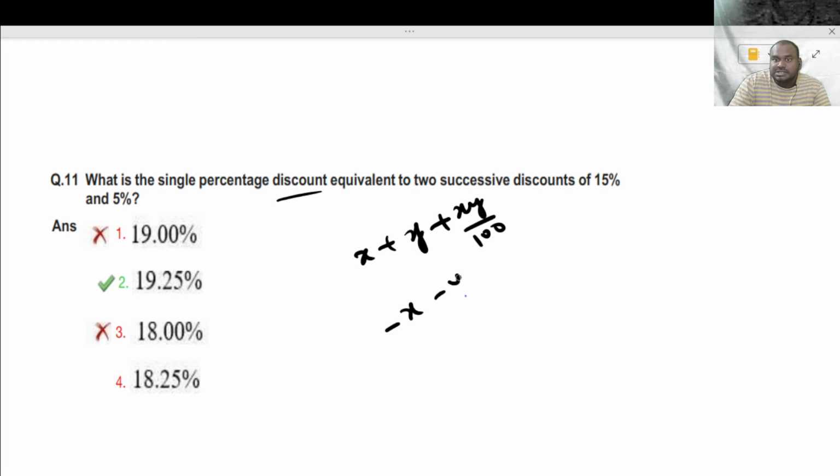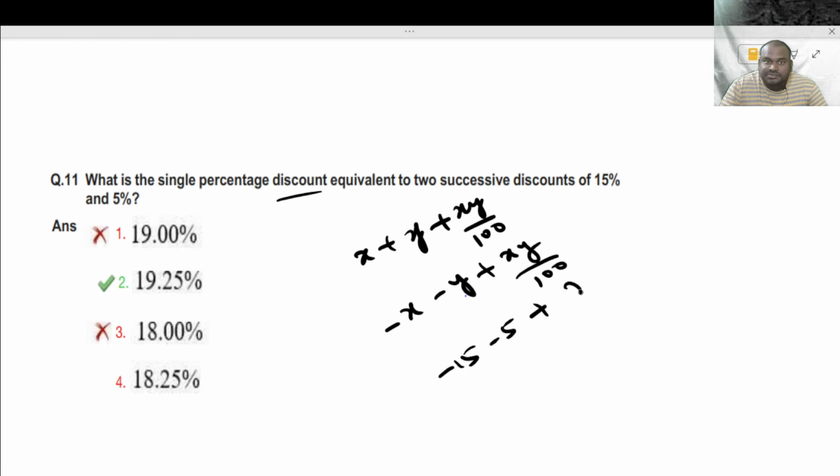So minus x minus y, minus into minus is plus, again plus xy by 100 it will be. So here minus 15 minus 5 plus 15 into 5, 75 by 100. 75 by 100 is nothing but 0.75. Till here minus 20. So just 20 minus 0.75 is nothing but 19.25.